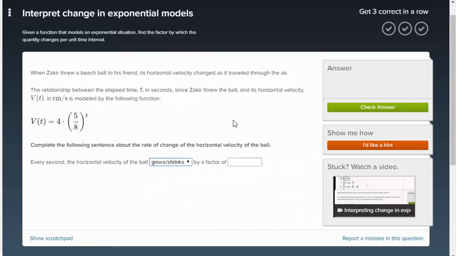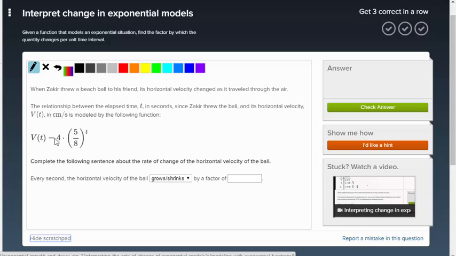So let's take a look at a couple more, and see if they're really hard or not. When Zakir threw a beach ball to his friend, its horizontal velocity, like how far it's traveling horizontally, changed as it traveled through the air. The relationship between the elapsed time t in seconds since Zakir threw the ball and its horizontal velocity, v of t, in centimeters per second is modeled by the following function. Just to explain what's going on, Zakir's throwing a ball. I can calculate its velocity by figuring out how much time in seconds it's been since he threw the ball. If I want to figure out how fast it's going after 2 seconds, I put 2 in for t and do my math, and it'll tell me how fast it's going in centimeters per second.